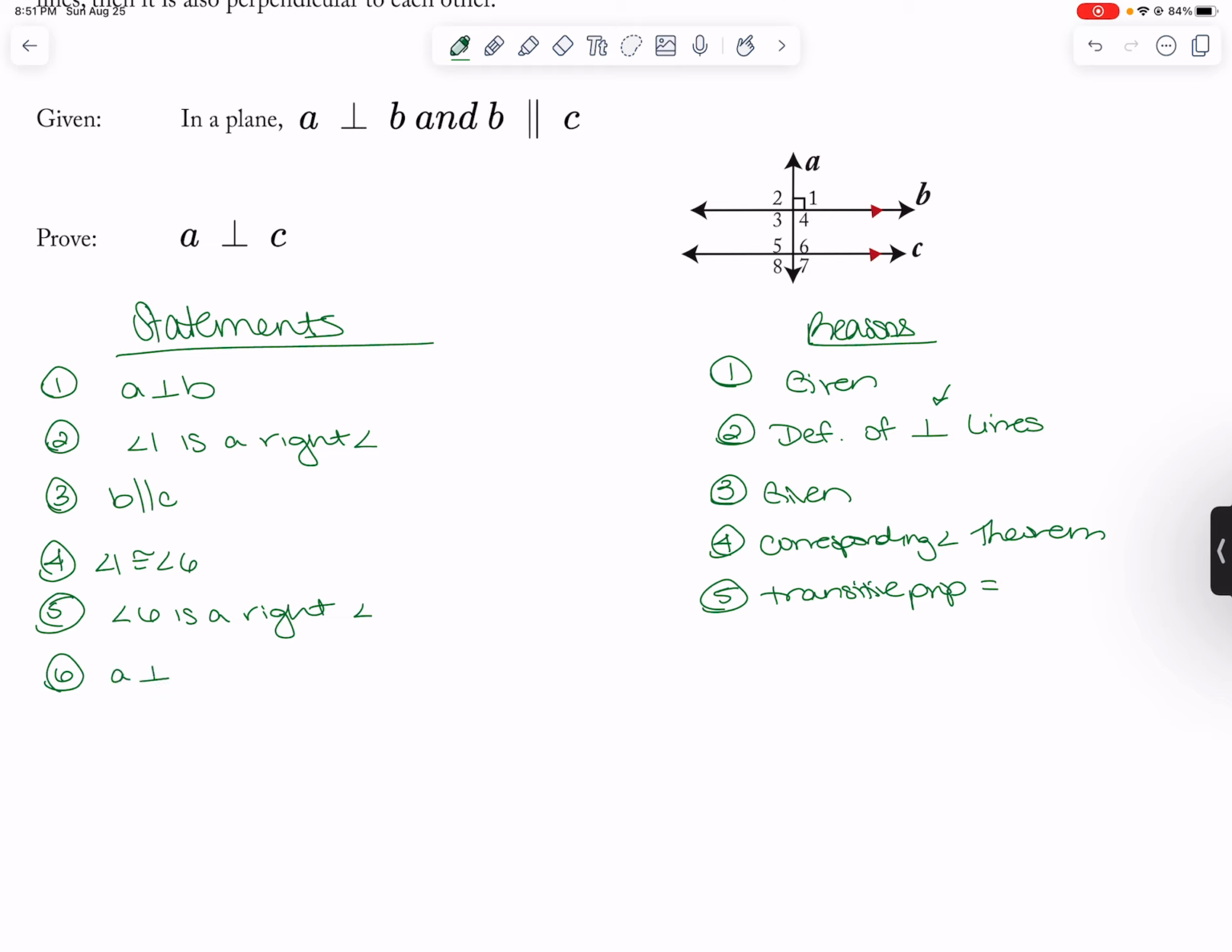Okay, so 6, A is perpendicular to C, and that is definition of perpendicular lines. All right, so those are your 2 examples. It was just some proofs. You guys are going to do more proofs for your homework assignment, and that is it for this lesson.